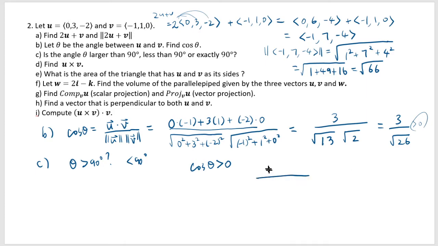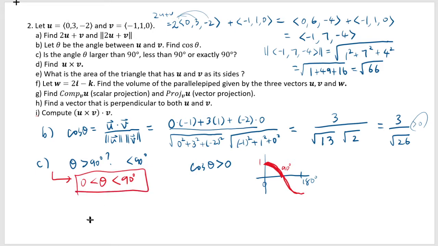And if you look at the graph of the cosine from 0 to 180 degrees, the graph starts from 1, and at 90 degrees it hits 0 and then goes down like that. So what that means is that if angle theta is bigger than 90 degrees, cosine would have been negative, right? The only way that cosine could be positive would be if the angle theta is between 90 degrees and 0. So the answer to part C would be theta is less than 90 degrees and bigger than 0. So that's the answer to part C.